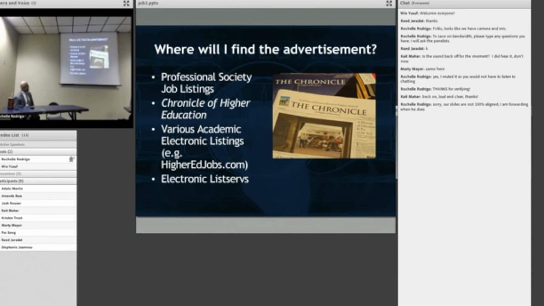There are many listservs and many websites that are used with increasing frequency. Here at Old Dominion, we place advertisements routinely on higheredjobs.com. Another good place to look. The third would be any electronic listserv connected to your discipline. MLA, APA, for my field, College Art Association, and so on. And inevitably, an institution will require multiple listing placements. So the same ad that appears in the Chronicle will appear in the MLA listserv, et cetera. But you've got a lot of places to look.